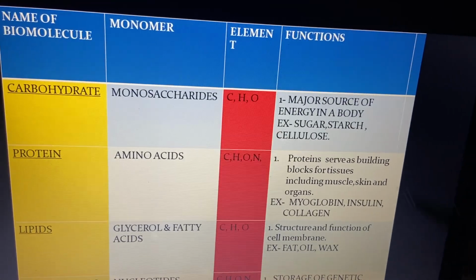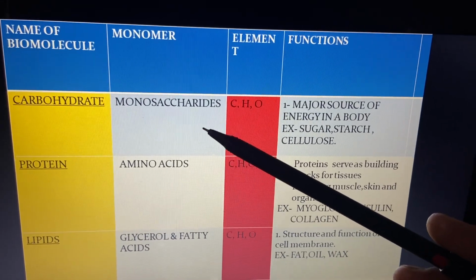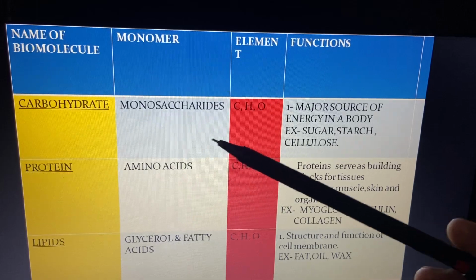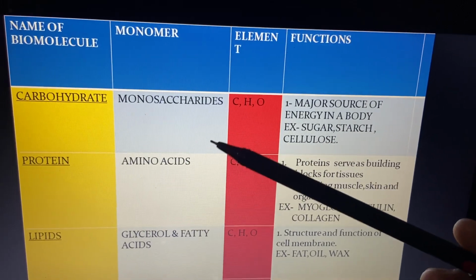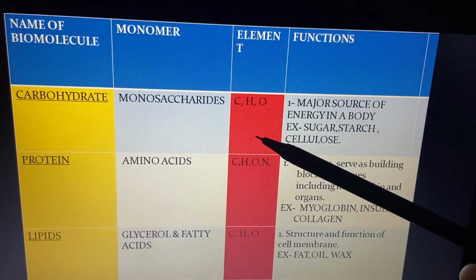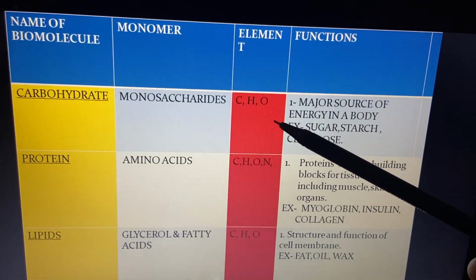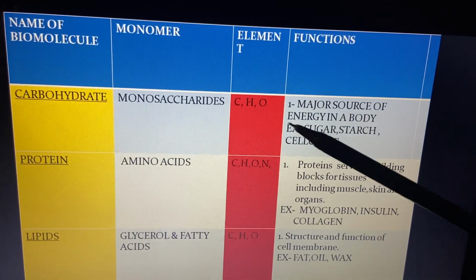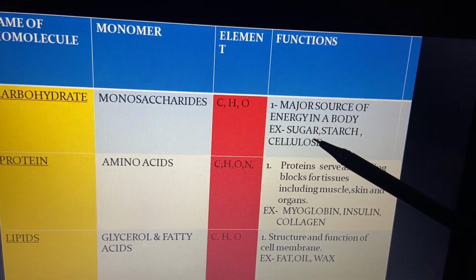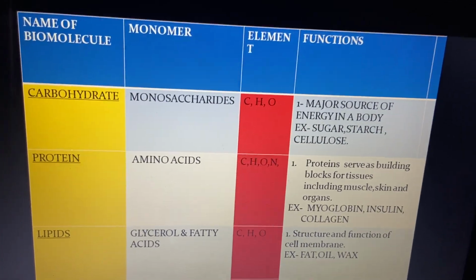If you look at a carbohydrate, it is made up of monosaccharide units. Single monosaccharide units, when joined together, polymerize to form polysaccharides. The elements are carbon, hydrogen, and oxygen, which play a very important role in the formation of this organic compound, carbohydrate. For example, sugar, starch, cellulose. It is a major source of energy in our body.